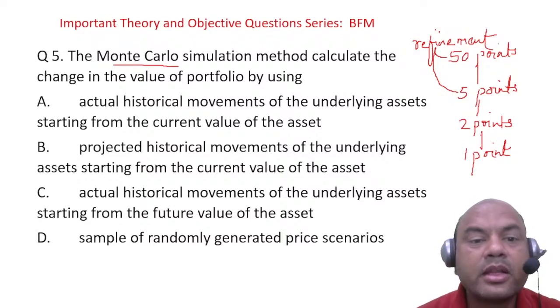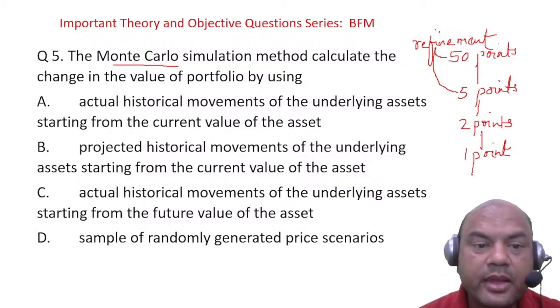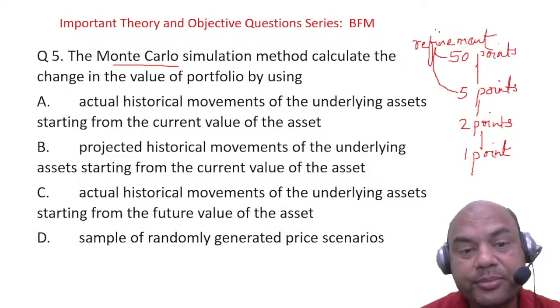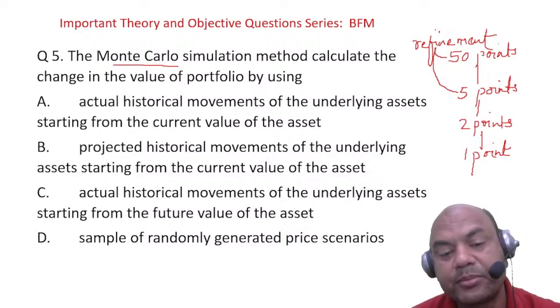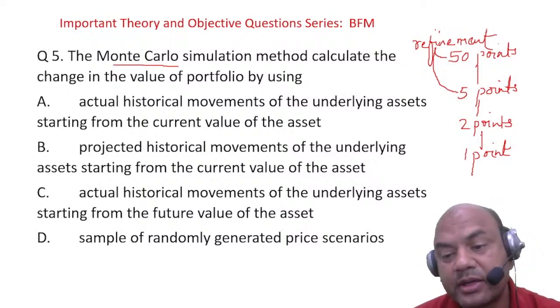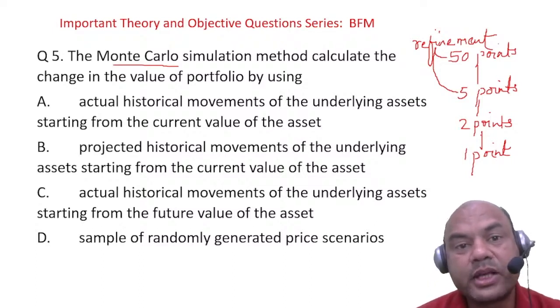The Monte Carlo simulation method calculates the change in the value of the portfolio using actual historical movements of the underlying assets starting from the current value. Now see here, the answers are similar to the earlier one. Projected historical movements of the underlying assets using the current value of the assets. Actual historical movement of the underlying assets starting from the future value of the assets, and sample of randomly generated price scenarios. Answers seem to be similar, but the answers are different over here.